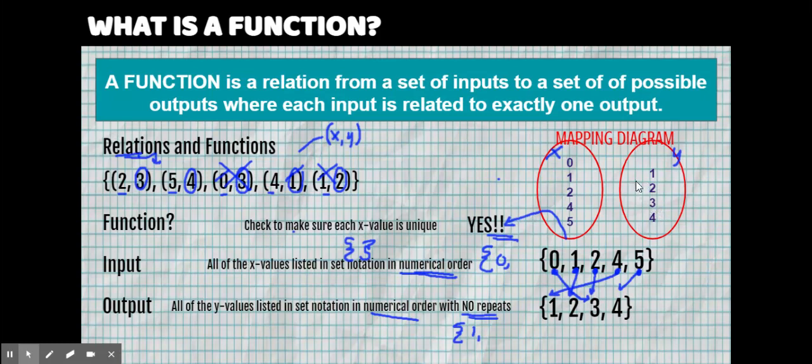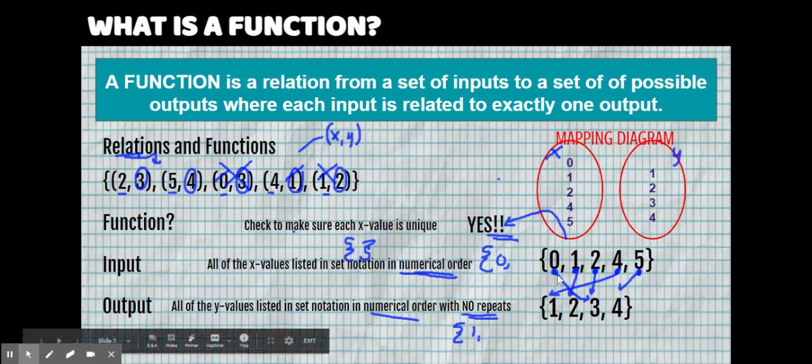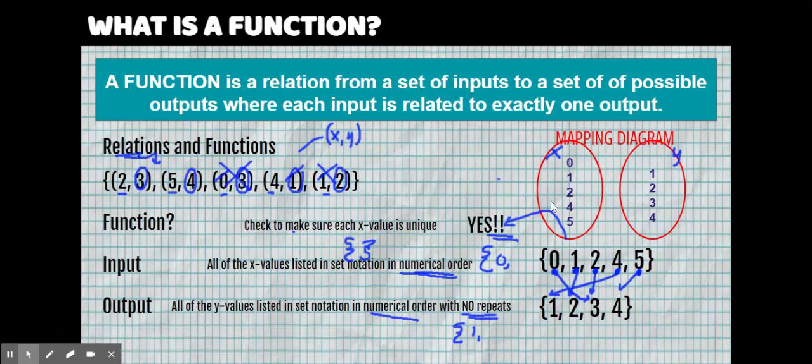So now how do we use the mapping diagram to help us validate that this is a function? We do the same thing we do right here. We go through our ordered pairs and we map. 0 gets mapped to a 3, so we draw a 0 to a 3. 2 goes to 3. 5 goes to 4, so I map 5 from the X, which gives me an output of 4. 0 goes to 3. 4 goes to 1, and you can see that. And the last one, 1 gets mapped to 2.